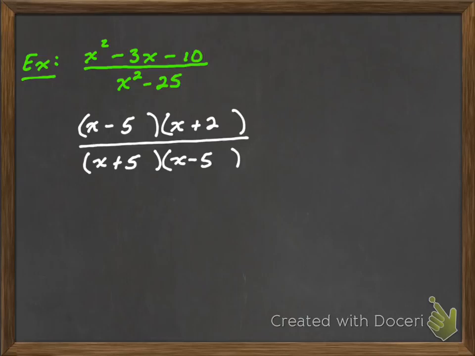Now in the numerator, you have two factors. You have an x minus 5 and you have an x plus 2. In your denominator, you have two factors, an x plus 5 and an x minus 5. Since we have an x minus 5 in both the numerator and denominator, they will cancel out, leaving us with a simplified answer of x plus 2 over x plus 5.